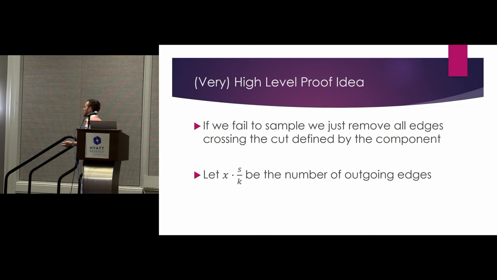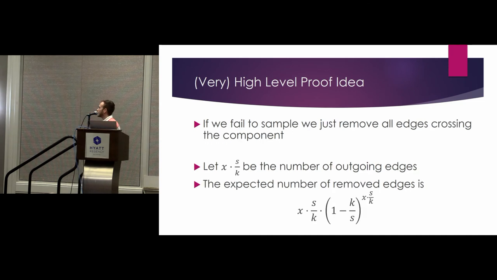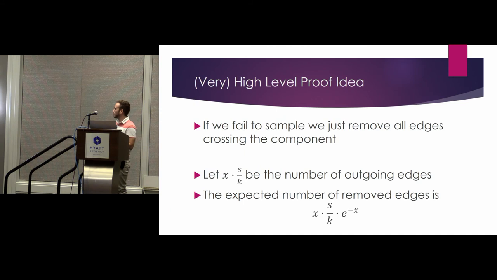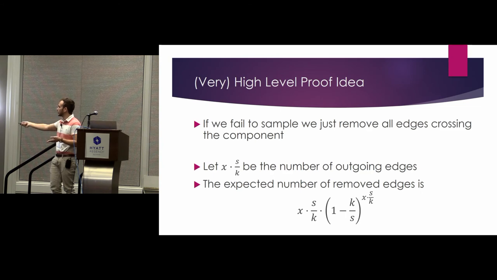So how do we show that? Denote, for example, by x times s over k the number of edges crossing this cut defined by the component, then this is the expected number of removed edges. What is that? The probability we hit every edge in this cut is k over s, and the number of edges in the cut is x times s over k. So this is the probability that we didn't manage to connect the component to anything. And if we didn't manage to connect it to anything, then we are going to throw away all the edges crossing the cut. And the number of edges crossing the cut is x times s over k. And this thing is roughly x times s over k times e to the minus x, because that thing was roughly e to the minus x.